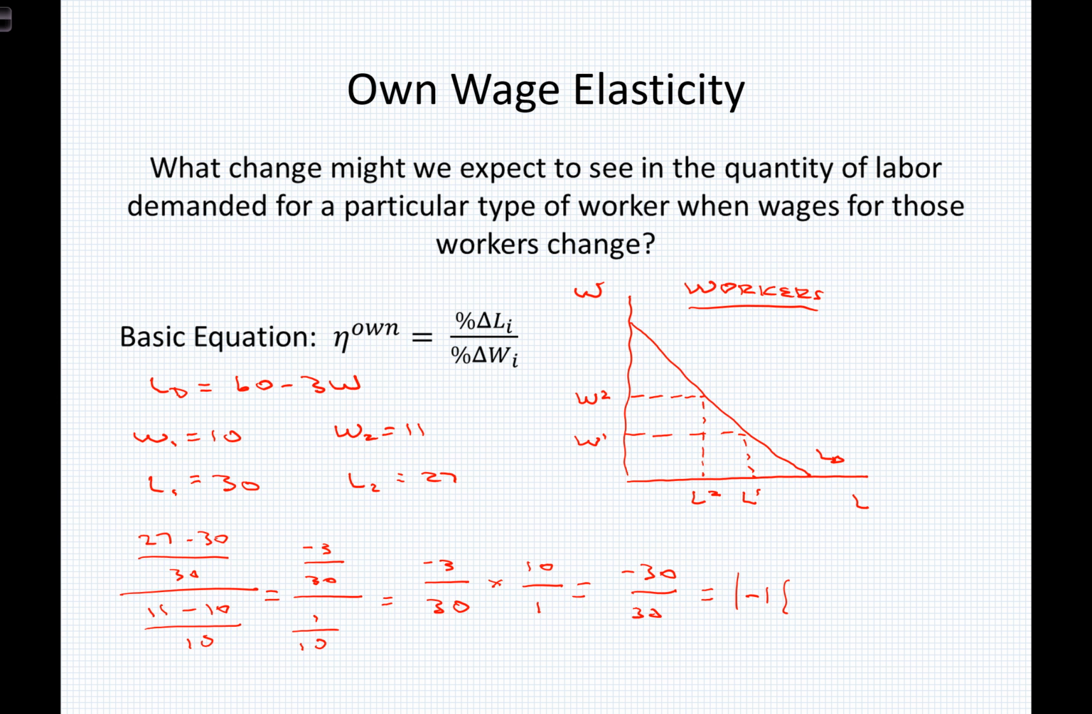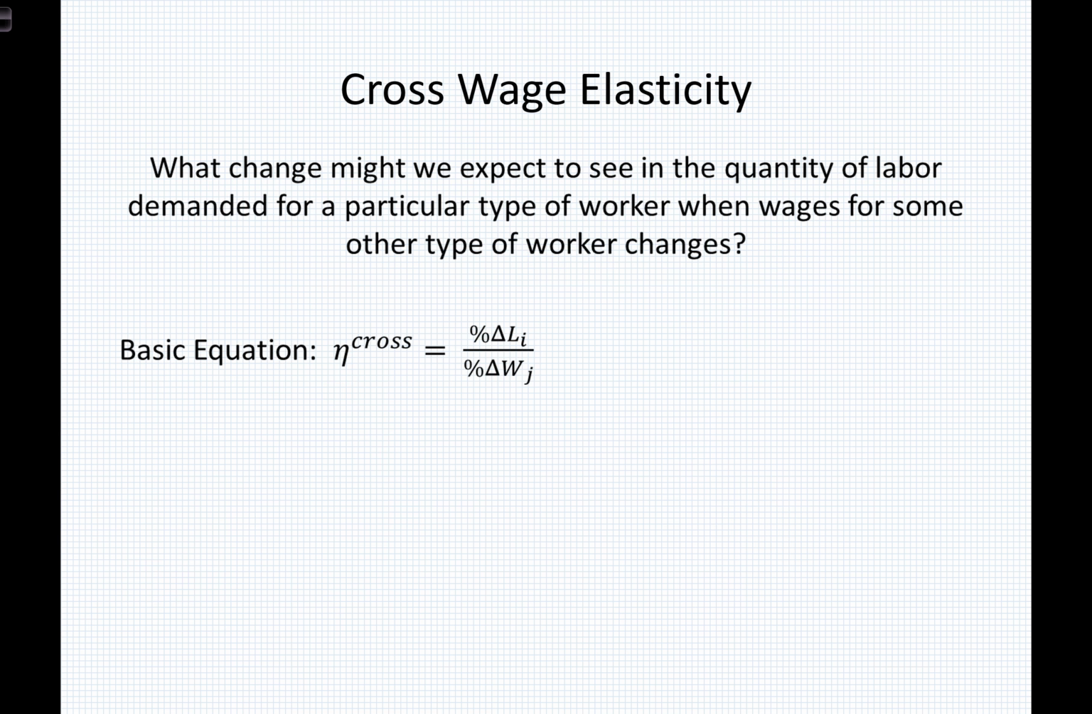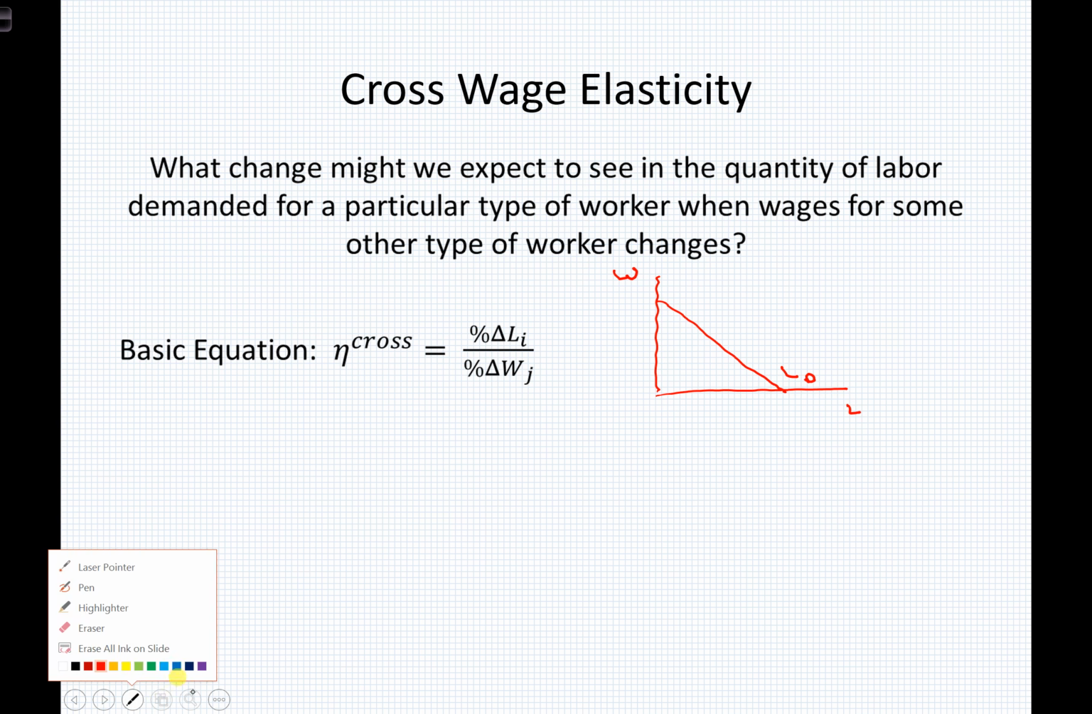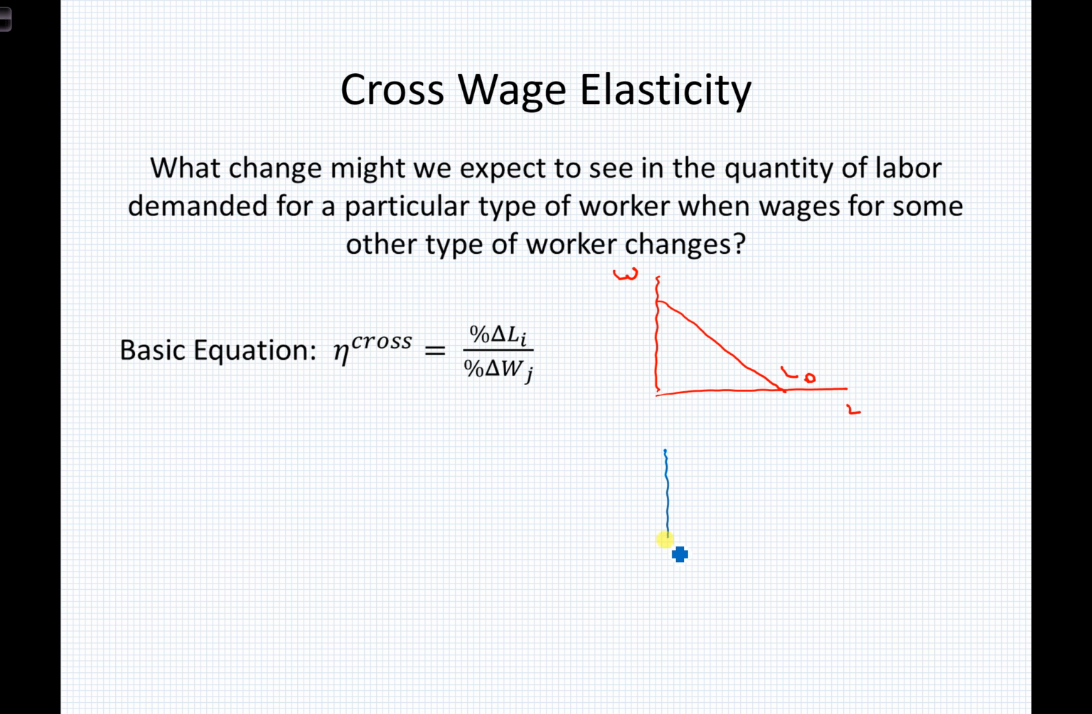Well, what does that mean differently than the cross wage elasticity then? The cross wage elasticity, if we have that same market, let's say for the worker, and we've got wage and we've got labor, and we had some downward sloping demand curve. But now we have to think about how is that going to be affecting us with respect to a different worker in a different market.